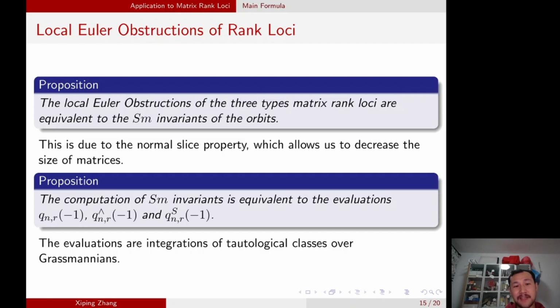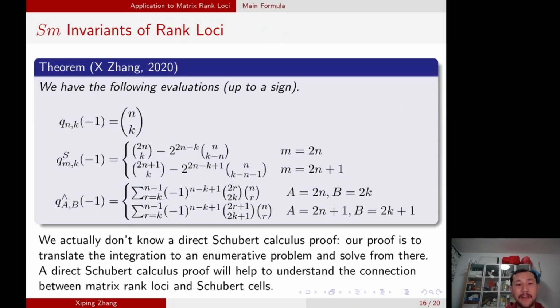And then the second proposition says that if you want to know the SM invariants, since they are a linear combination of the Q polynomials, you just need to know the evaluations of the Q polynomials at minus 1. And the evaluations, by the definition of the Q polynomials, are just integrations of the tautological classes over Grassmannians. So we compute them. The results are given by the following. For the ordinary case, just Newton polynomials and Newton binomials, and for the symmetric and skew-symmetric cases, they are quite complicated. An interesting thing to mention here is that we actually don't know how to directly prove them from Schubert calculus.